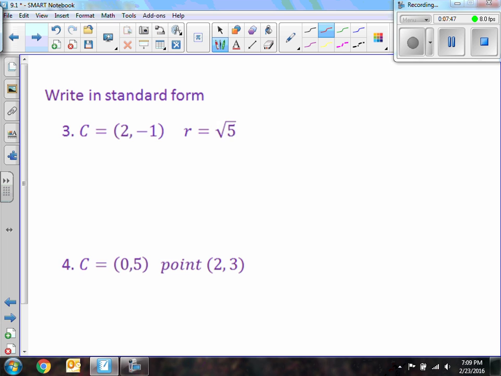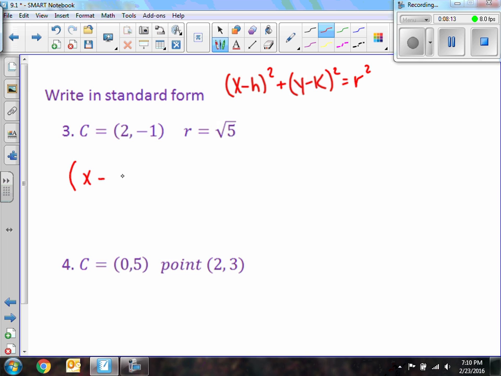Alright, so here we are given our center and our radius. We are now asked to write it in standard form. Once again, recalling standard form: x minus h, quantity squared, plus y minus k, quantity squared, equals r squared, where (h, k) is our center and r is our radius. Well, this is just simply filling in.